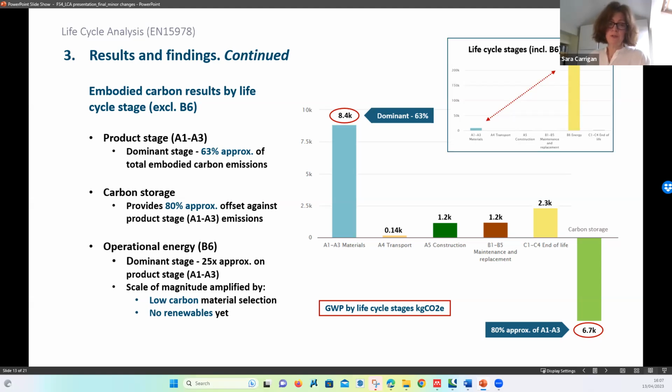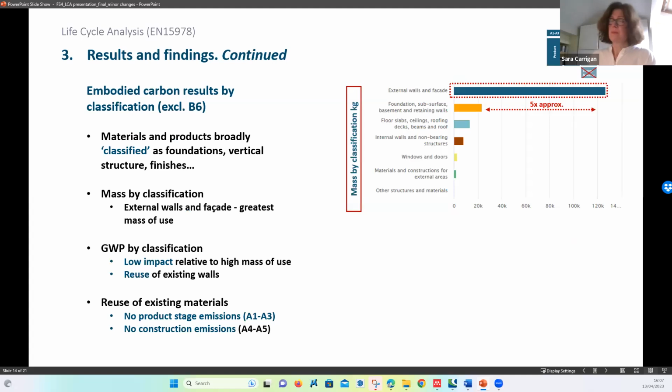When we do include operational energy into the results, we can see it dominates by a factor of 25 approximately on the product stage. However, the scale of this magnitude is amplified by the low embodied carbon materials Joseph has used, and that no renewable energy sources are included yet. Embodied carbon results by classification.